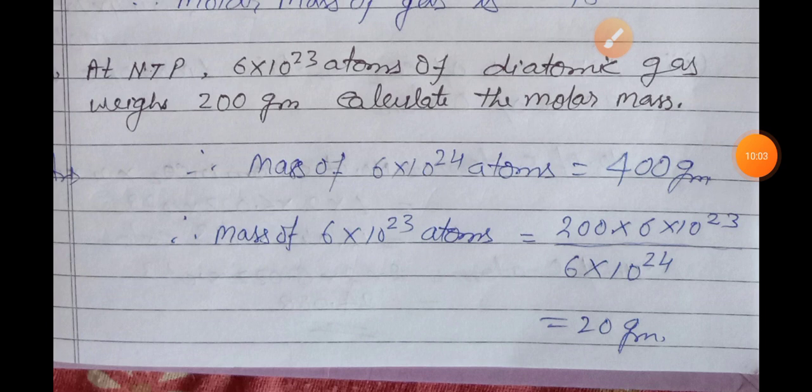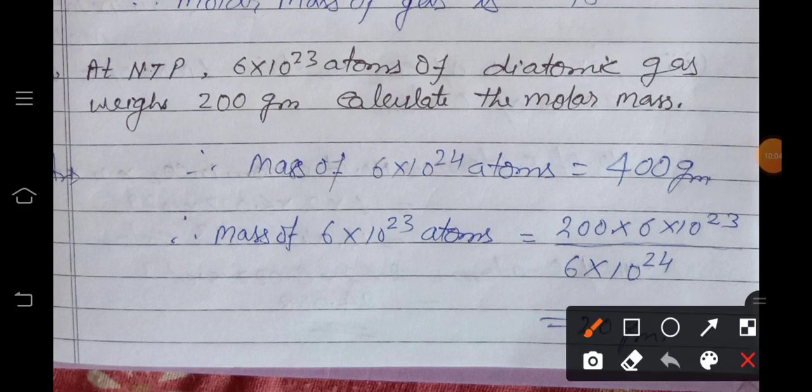Okay, here is some mistake in this question. Actually, 6 into 10 power 24 कीजिएगा. Here is, at NTP 6 into 10 power 24 atoms of diatomic gas weigh 200 gram, calculate its molar mass. So mass of 6 into 10 power 24 atoms equal to 400 gram. This is given in the question.